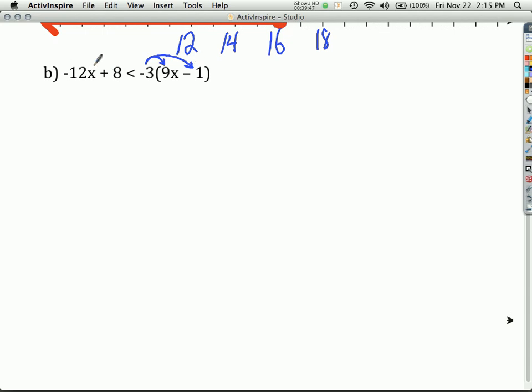So, the left side I didn't touch, that's negative 12x plus 8. The right side is going to be negative 27x plus 3. The question is what symbol should go in between? What symbol should go in between, Ryan? I think it's the same one because you didn't divide or multiply both sides by a negative number. And that's right. And so he's already understood the rule instinctively.